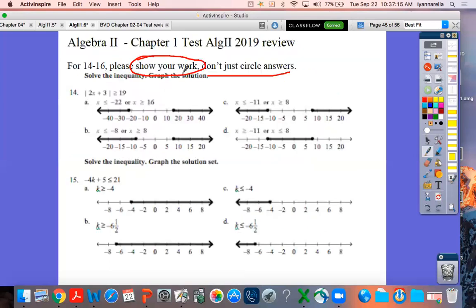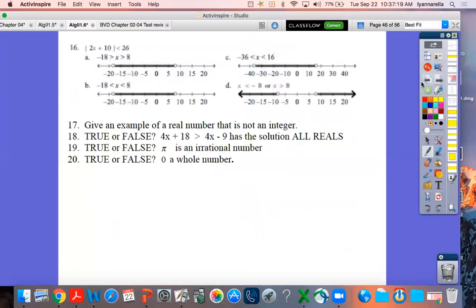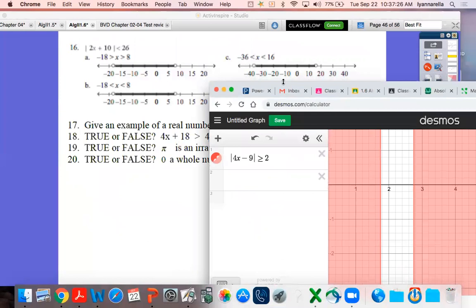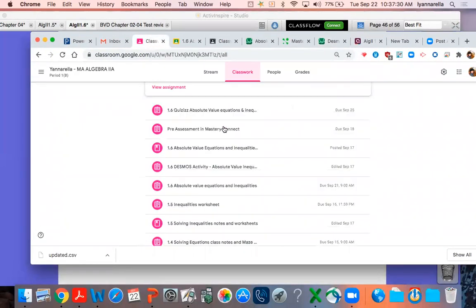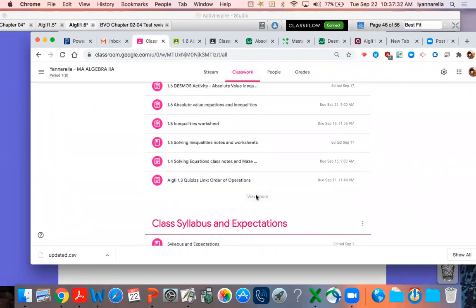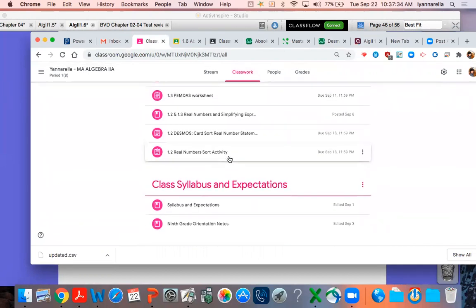Okay, now this one says to show your work, and we've done a couple of absolute value bar ones, so I'm going to keep going. And then here, 17 just says, give an example of a real number that is not an integer. So what I want you to do is pull up your very first assignment I gave you, and you might have to say show more down here because I couldn't find mine once.